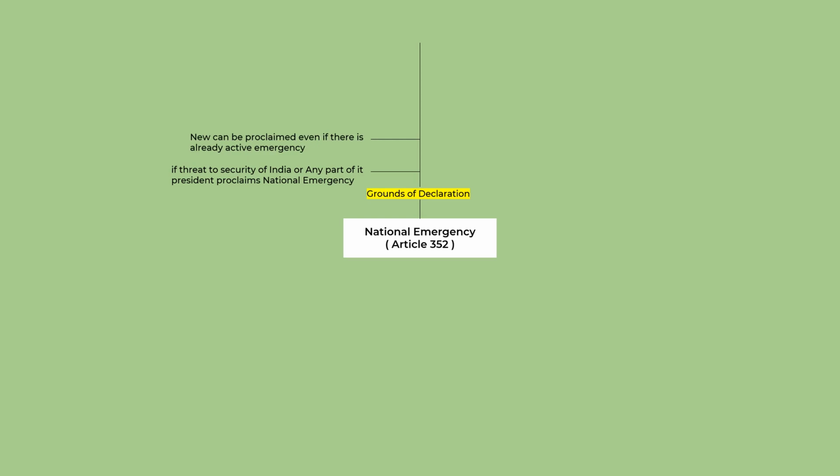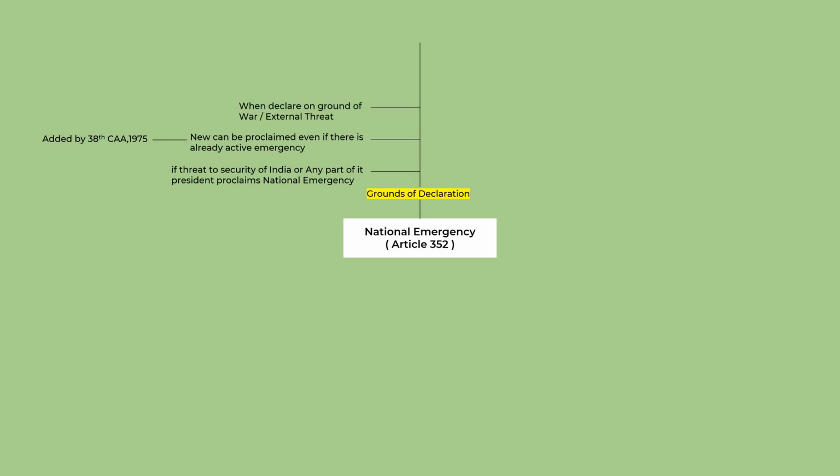National emergency. Grounds of declaration. If there is a threat to the security of India or any part of it, the President can proclaim a national emergency. A new emergency can be proclaimed even if there is already an active emergency present. That provision was added by the 38th Constitutional Amendment Act 1975.